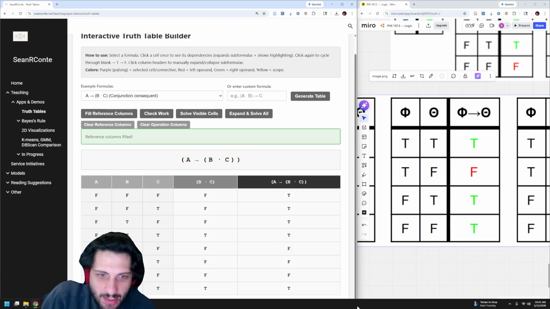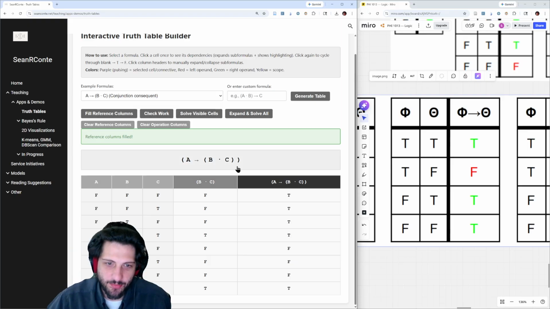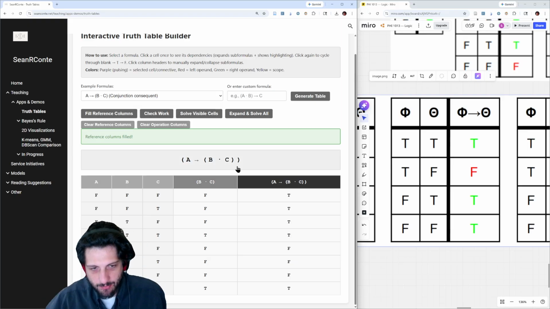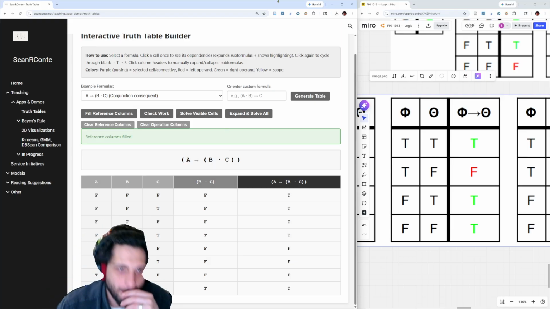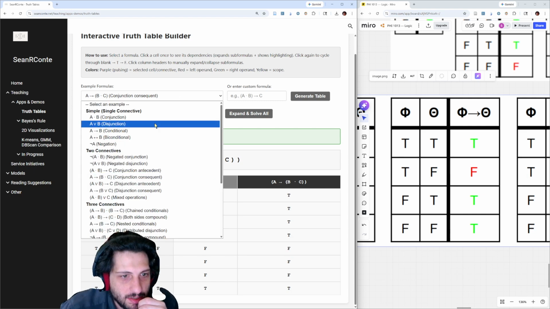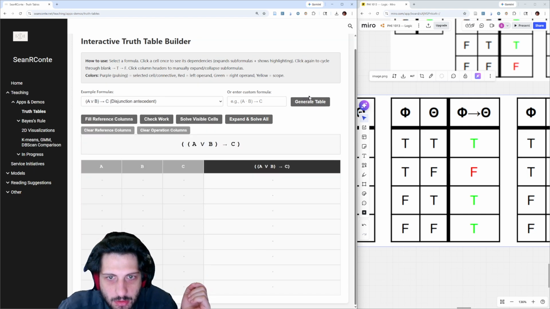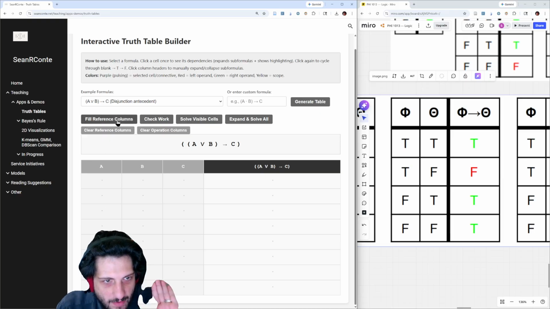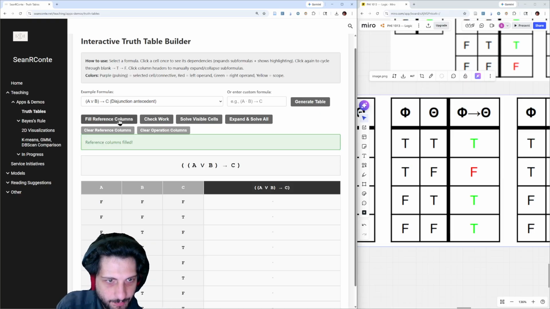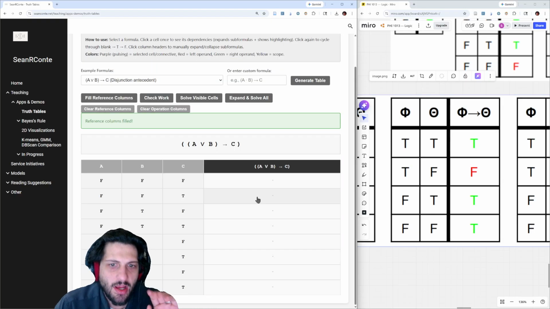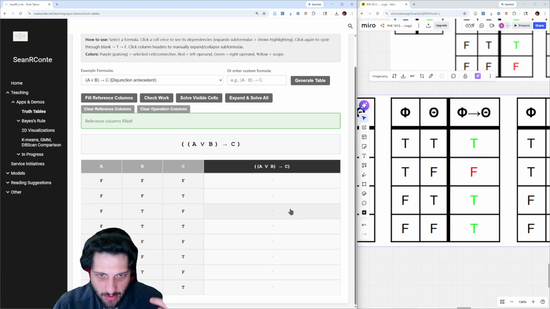Okay, so again, let's just keep going through more examples, and hopefully the more that we do this, the more this can start sinking in. All right, so let's go ahead and do another. I'm going to fill the reference columns automatically, right? And so now I can think, okay, I need to figure out when this thing is going to be true.